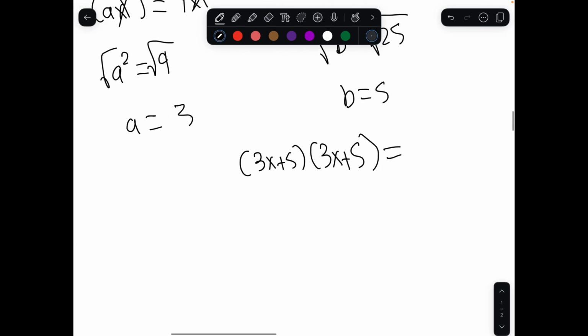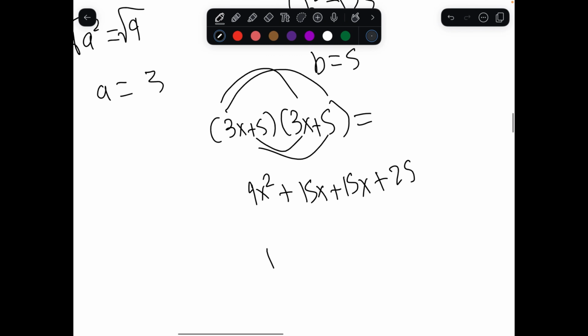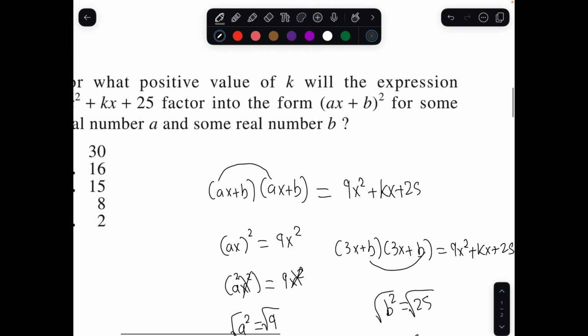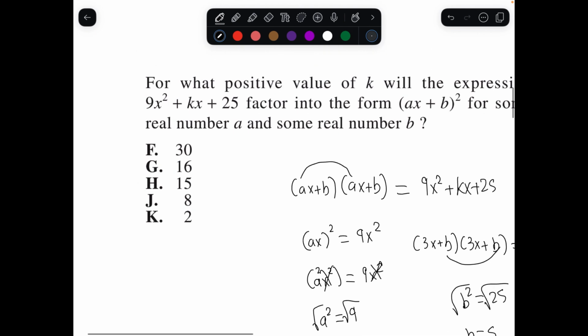And now if we were to solve this, we would get 9x squared plus 15x plus 15x plus 25, according to FOIL. And we get 9x squared plus 30x plus 25 as your polynomial. So your answer to this question is 30.